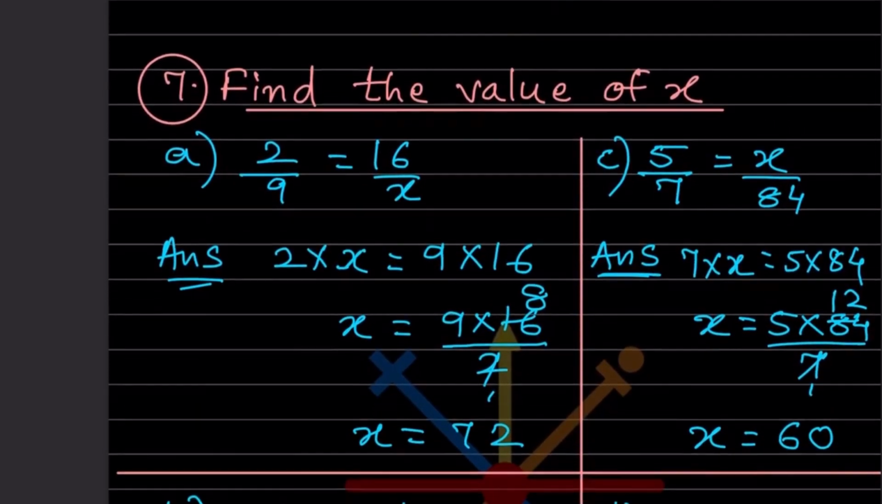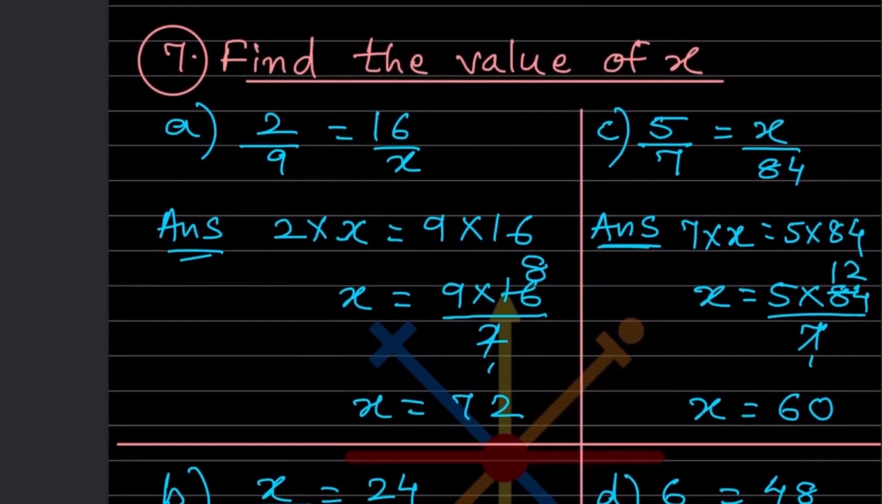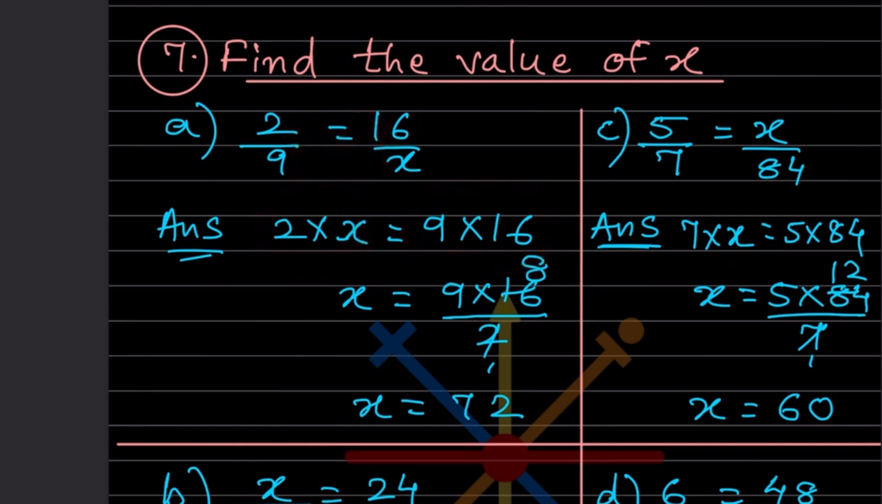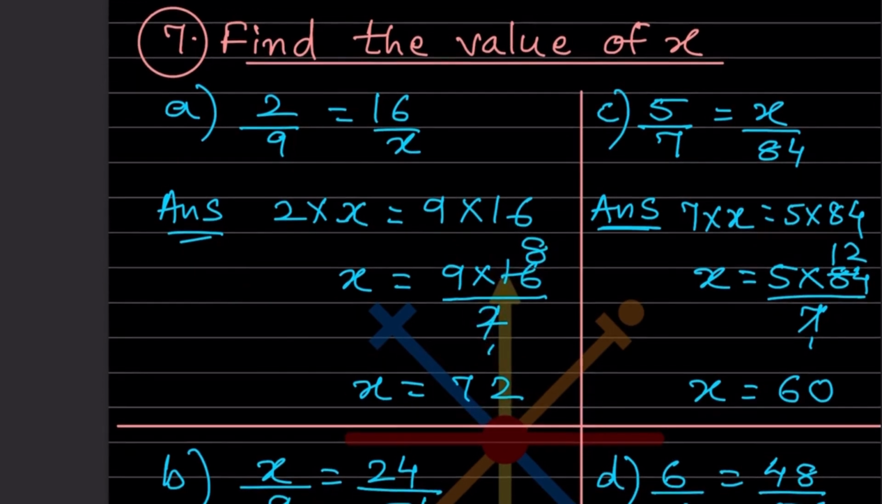So now here what did they say? Find the value of x. So find the value of x means now concentrate over here. Whenever you have such type of problems, you have to cross multiply. So now at this cross you can see 2 multiplied by x, and at this cross 9 multiplied by 16. So what is x? x is 9 multiplied by 16 and this is going to get divided. So here, 2 ones are, 2 8s are 16, so 9 8s are 72. So x is 72.